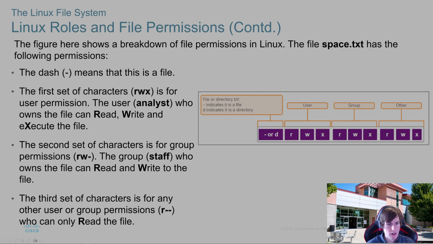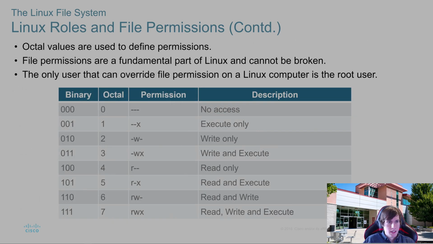So the third set of characters is for other user or group permissions, and we can only read. Someone who is not the user, someone who is not in the group, falls in this third category. They can only look at it, which is read. So octal values are used to define permissions. A lot of the times you'll just see this set, so 111. 111 means you can do everything. And if you know how to read binary, these are the numbers pretty much translated all the way up to 7.